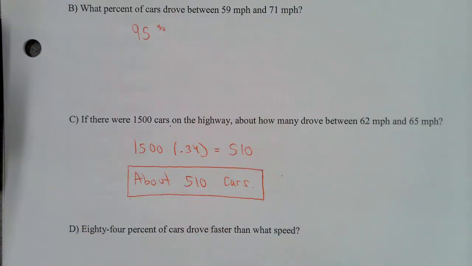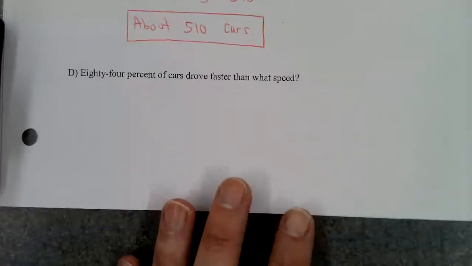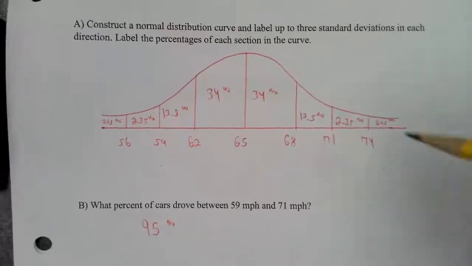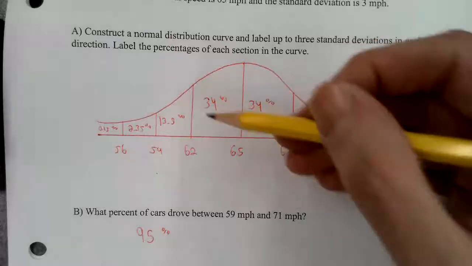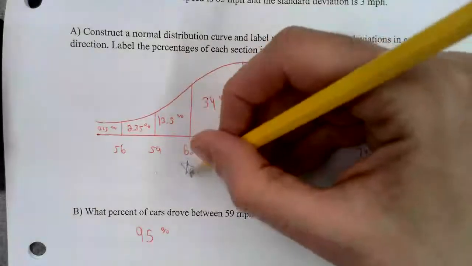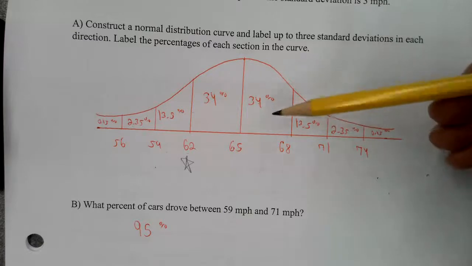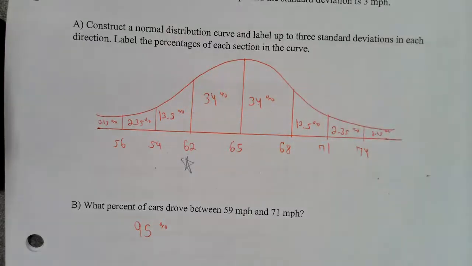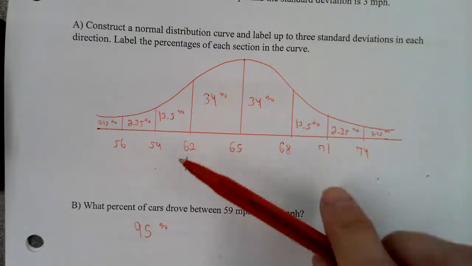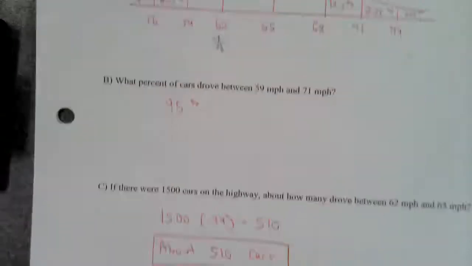84% of cars drove faster than what speed? Okay. So you're going to work backwards until you get up to 84%. And it's going to be right here. Because if you add up 0.15 plus 2.35 plus 13.5 plus 34 plus 34, that equals 84%. So 84% drove faster than 62 miles per hour.